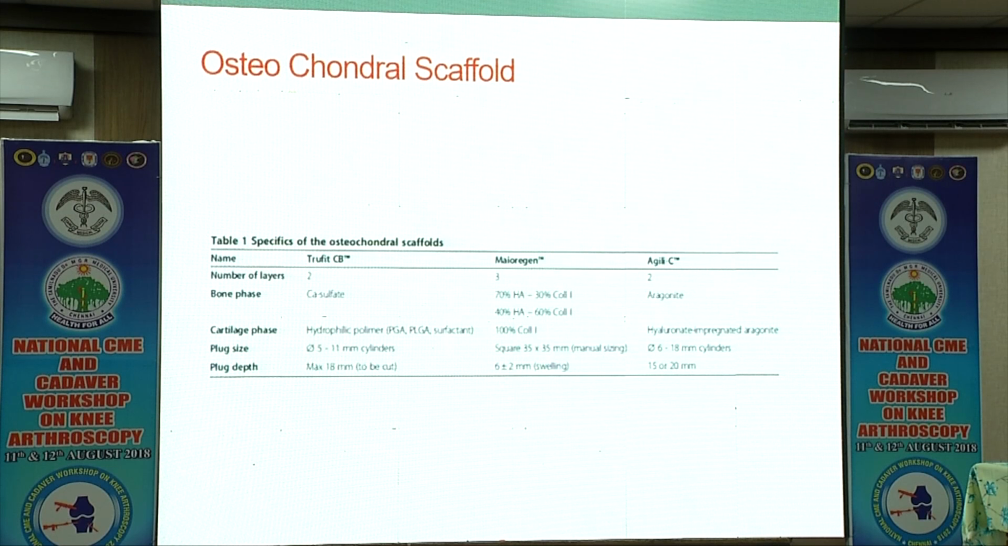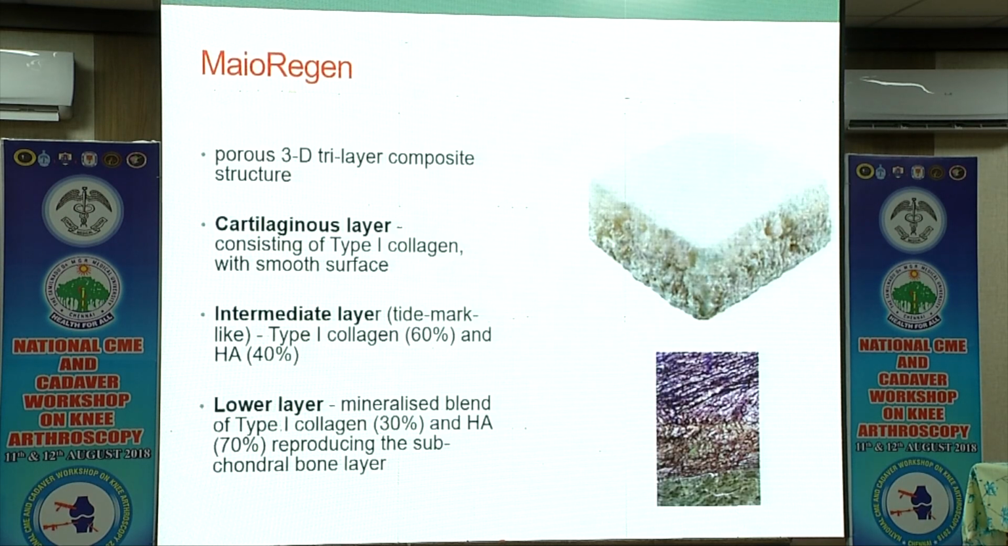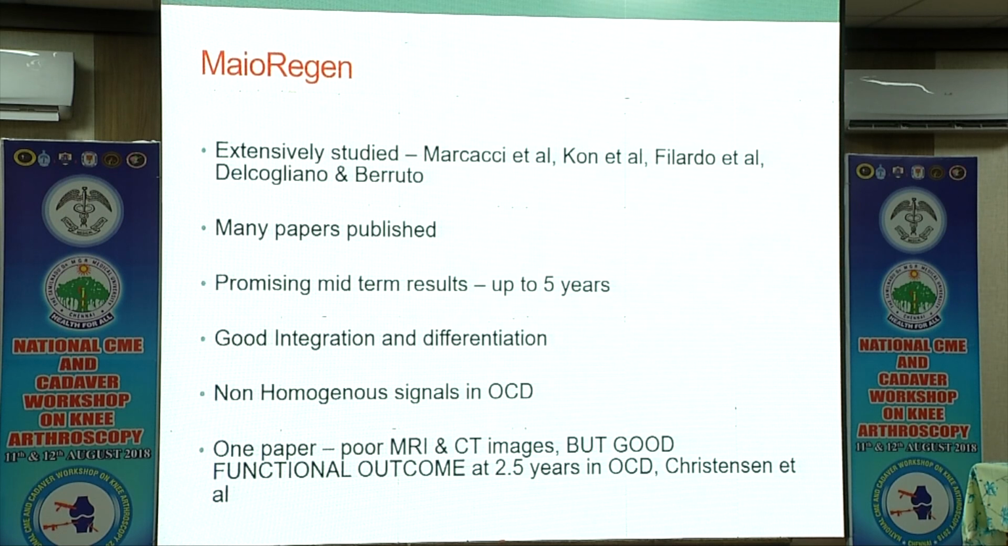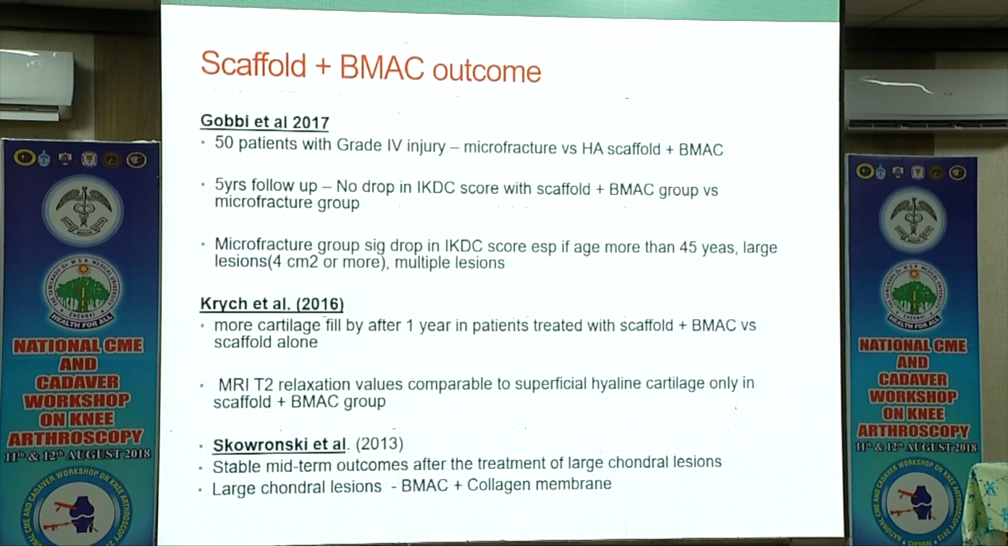And now they have introduced the osteochondral scaffold, which is meant for osteochondral defects with bony injuries as well. One of them which I have used is the MyoRegen, which has a three-dimensional structure, mimicking the different layers of the cartilage as well as the subchondral bone. It's been extensively studied by Marcacci and has shown good short-term to mid-term results. There was one paper which gave bad results in terms of MRI findings, but functionally it has been performing very well even up to 5 years.